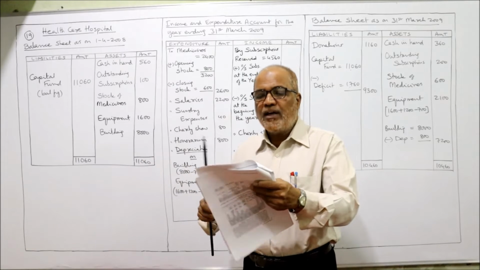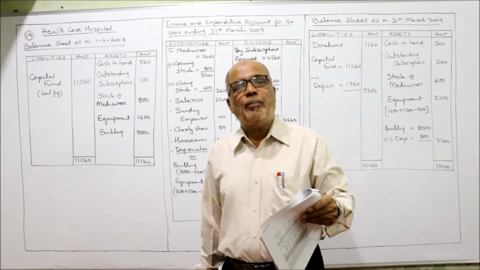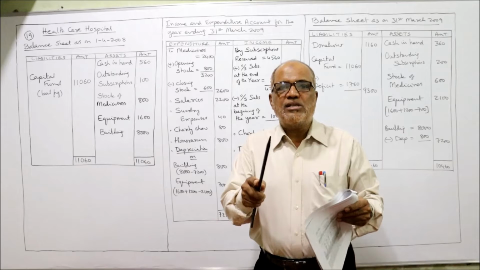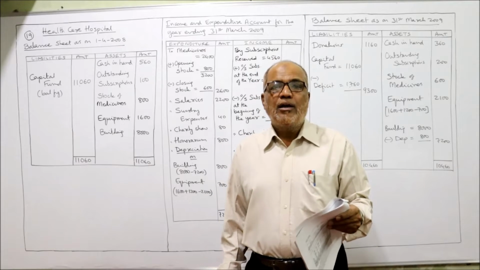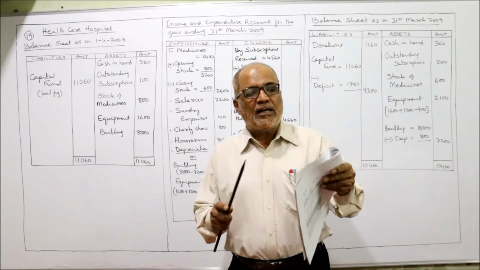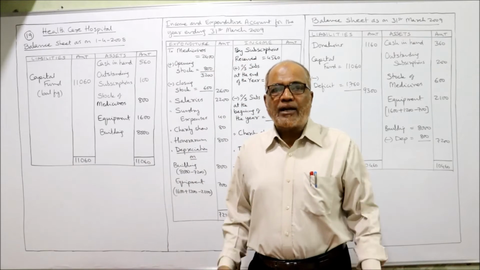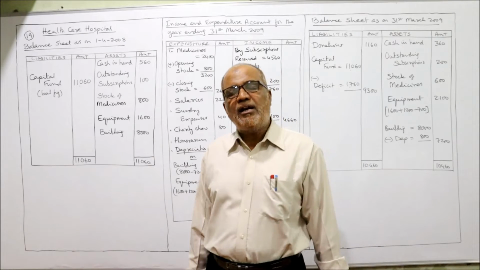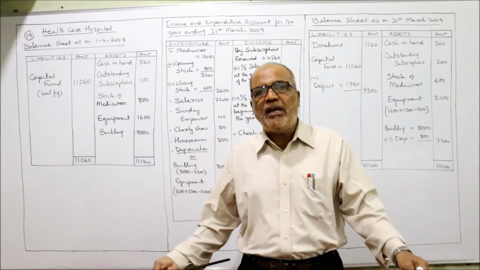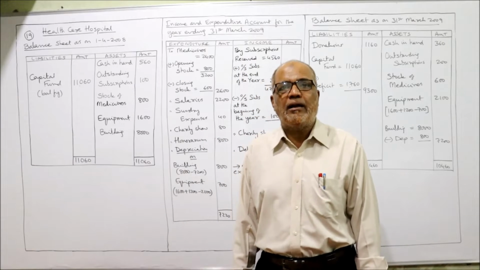So beginning of the year 1600. During the year 1200 more purchased. So 1600 plus 1200, 2800. So instead of 2800, at the end of the year we are having 2100. So actually it should be 2800, but it is given 2100 at the end of the year. What happened to the remaining 700? That is a depreciation on equipment.